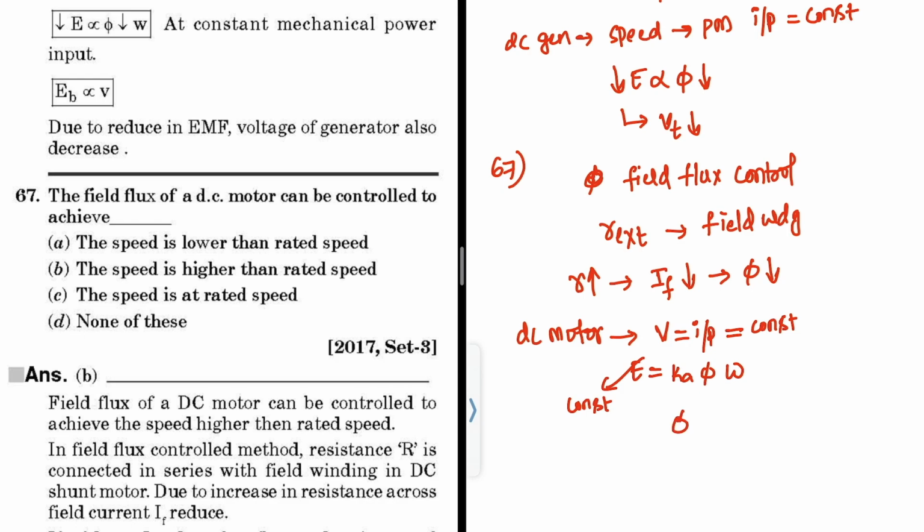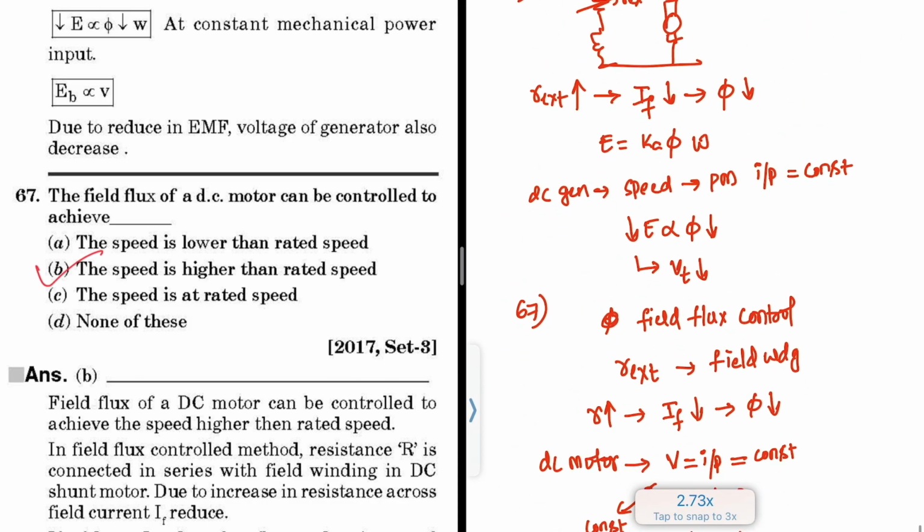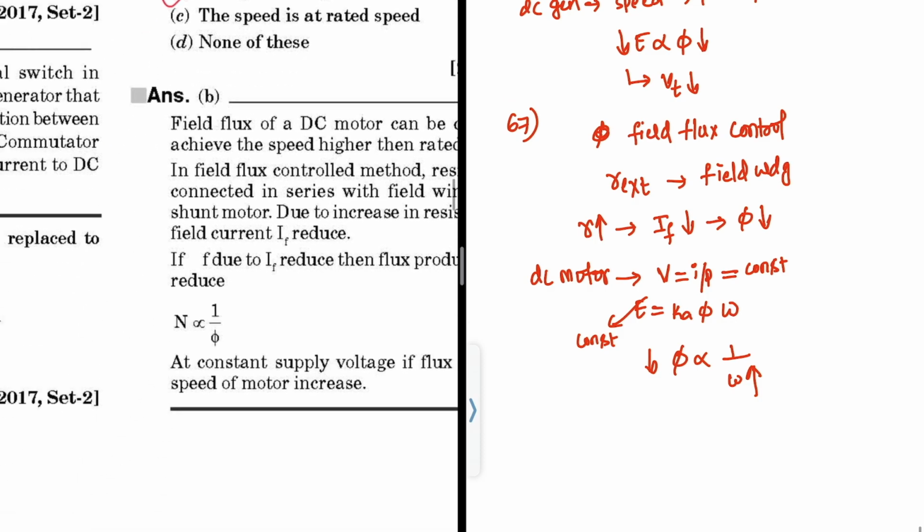So phi is inversely proportional to 1 by speed. So phi is decreasing, so omega will increase. So speed is higher than the rated speed. Okay. So the above question is the same concept as the below question, but the above question is regarding the DC generator. So the below question is regarding the DC motor.